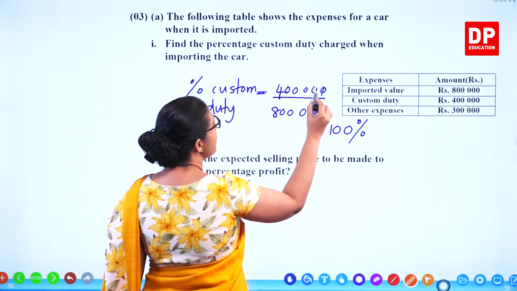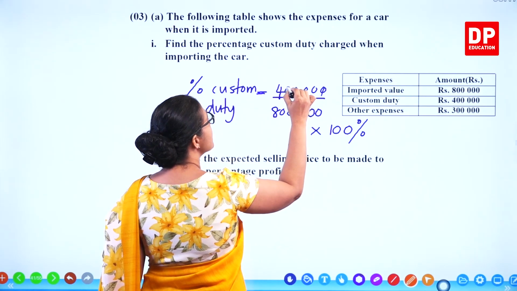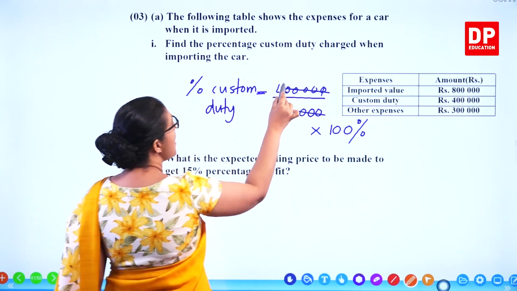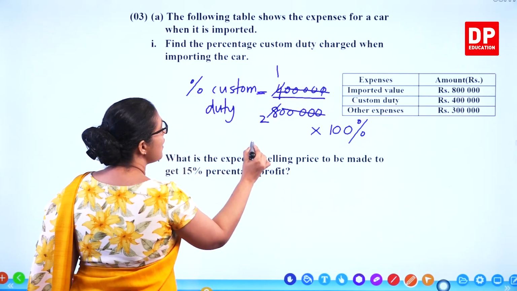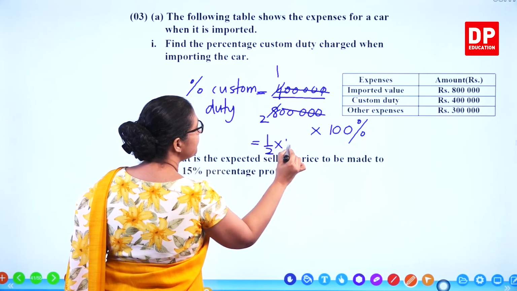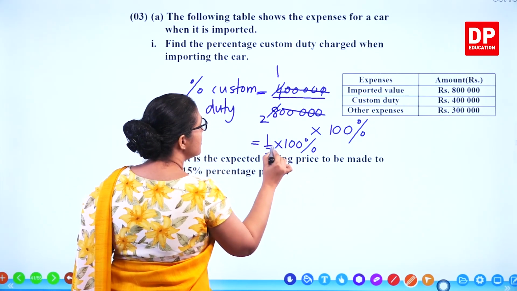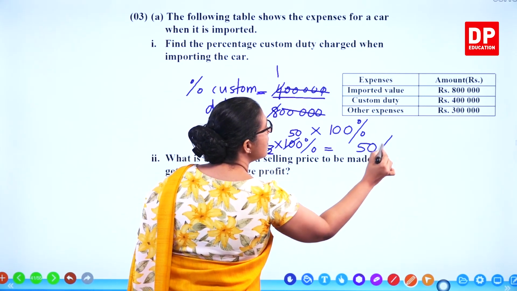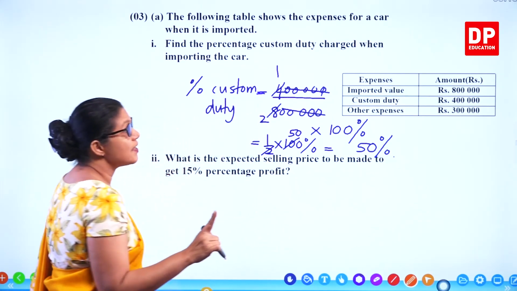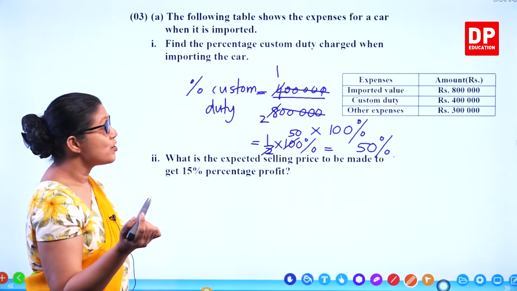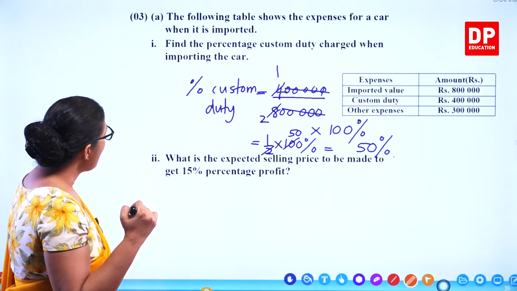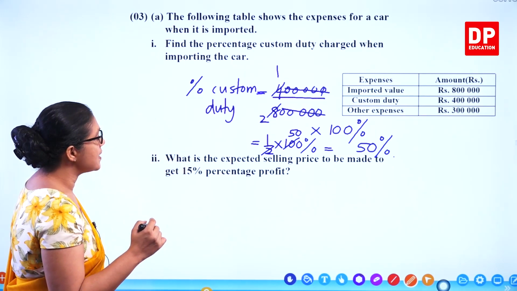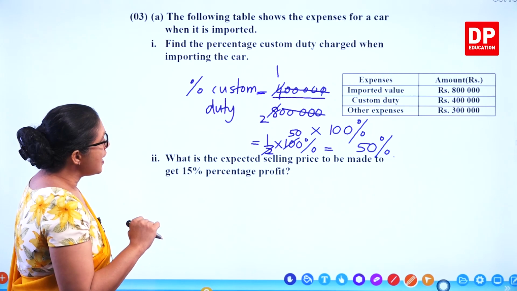So you can cross out all zeros, 5 zeros and these 5 zeros. So 4 times 1 and 4 times 2. So that means half into 100. So what's the value? 2 times 50. So 50% is the value. So you have to pay 50% custom duty when you are importing a car. What's the next part? What is the expected selling price to be made to get 15% profit?